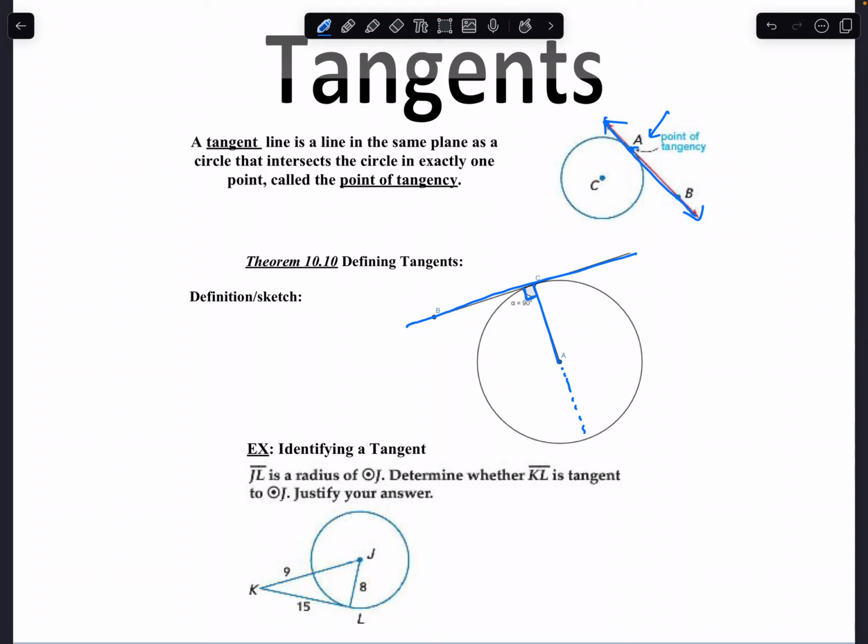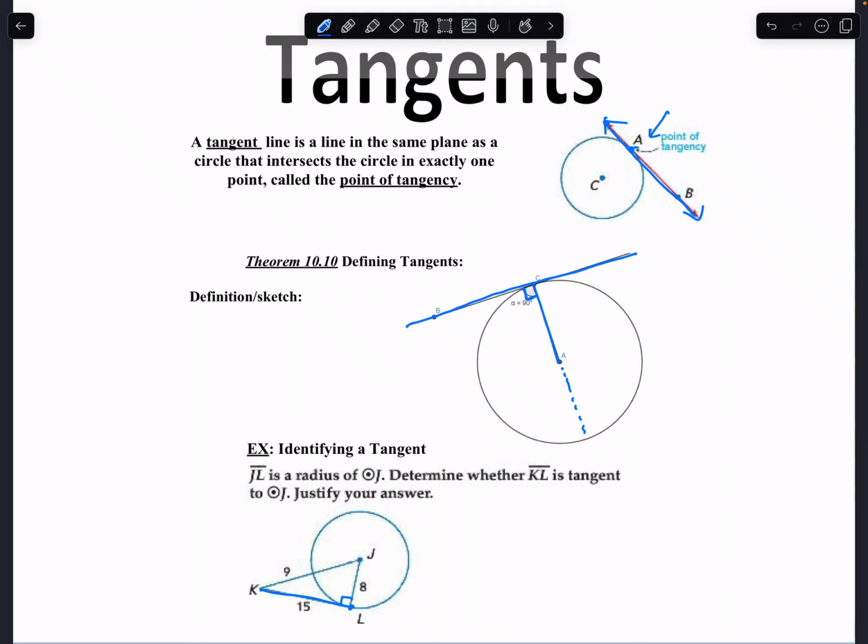This is also part of the reason why SOHCAHTOA, when we use the function tangent, only worked for right angles. But that's a conversation for later. The key thing here is that if it's tangent, it'll form a 90-degree angle with the radius. So as you can see below in this first example, we want to figure out whether or not this triangle is a right triangle. Do we know if KL is tangent to the circle? Meaning, at this point, does it form a right angle?